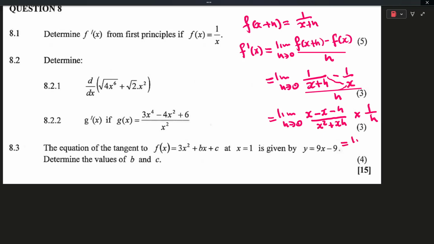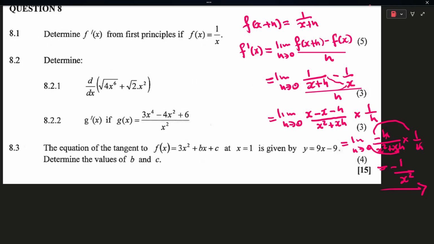Now we say limit as h approaches 0, that is minus h over x squared plus xh multiplied by 1 over h. So h and h cancel. Where there is h, we put 0. So it will be minus 1 times 1. So it will be minus 1 over x squared, right? That is the answer for this one when we have the first principle in the form of a fraction.